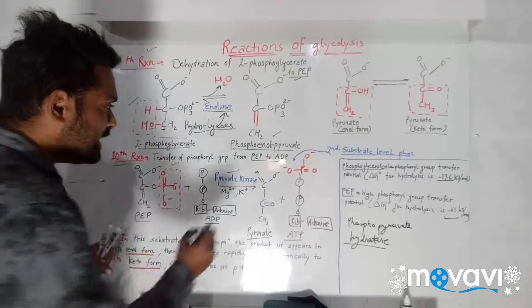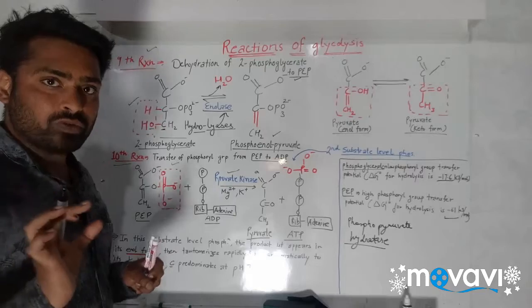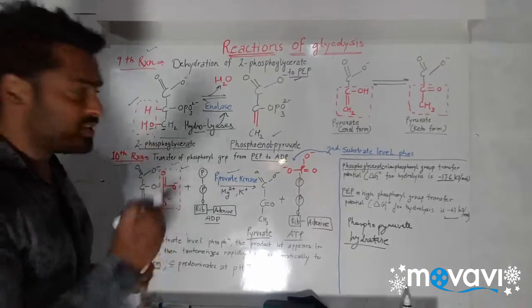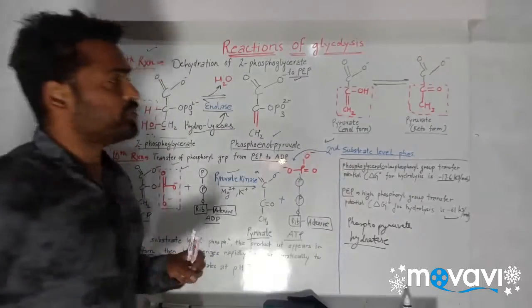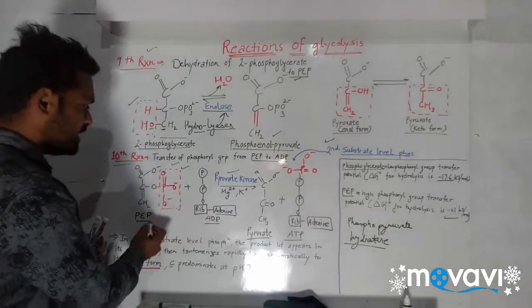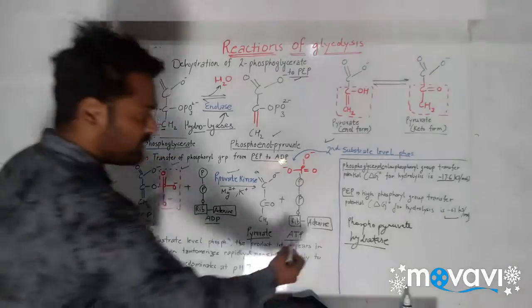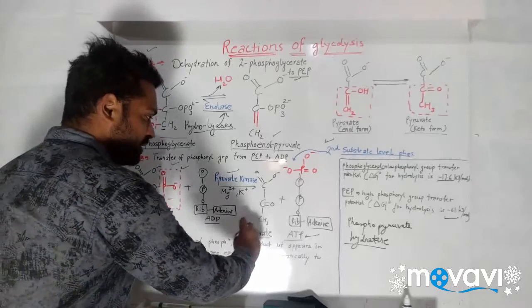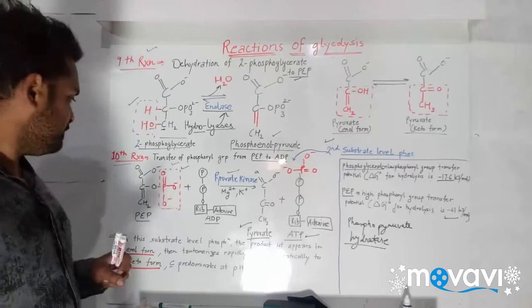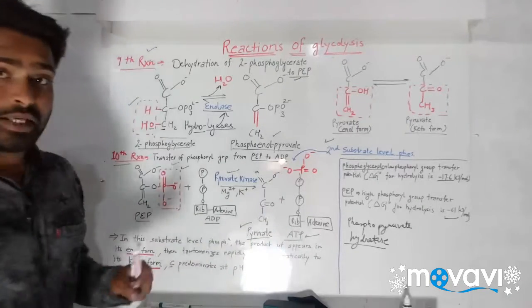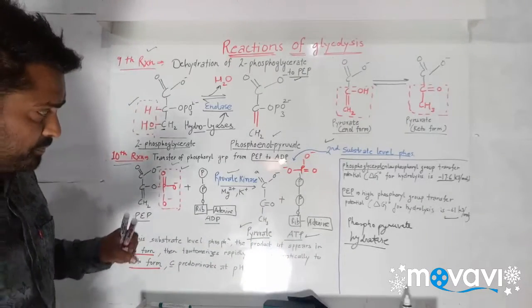So that was substrate level phosphorylation, because the substrate is itself providing the phosphoryl group. This is the second instance of substrate level phosphorylation, and we end up with another molecule of ATP, and the final product is pyruvate. So this was all about the glycolytic reactions.